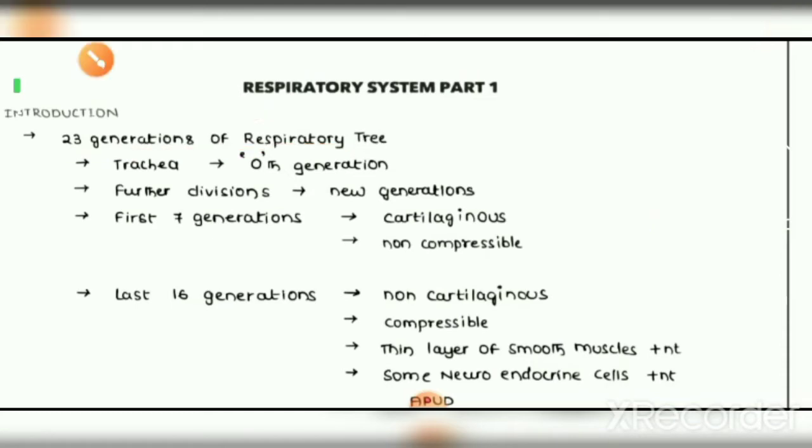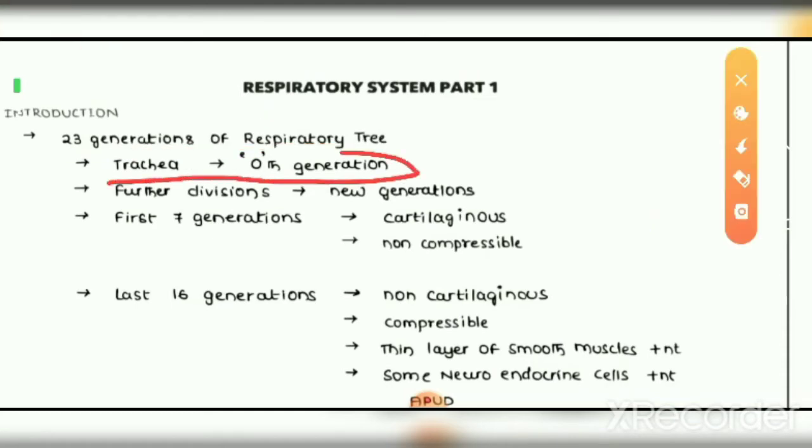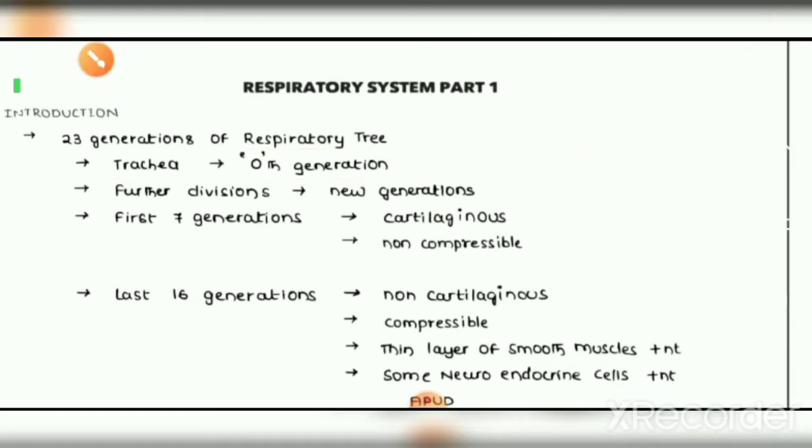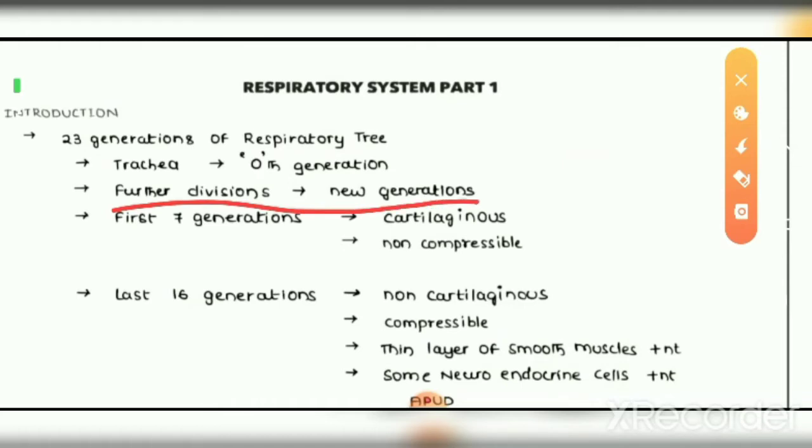The most important part is that the trachea is the zeroth generation. So the generations will start from 0, 1, 2 like this. There are 23 generations in total. Now the further divisions will give rise to new generations. So let's talk about the first 7 generations' features.